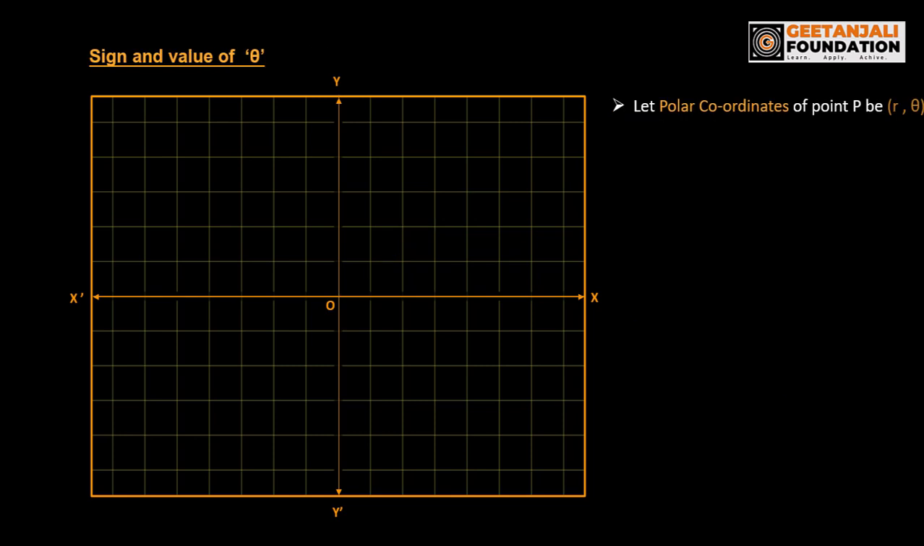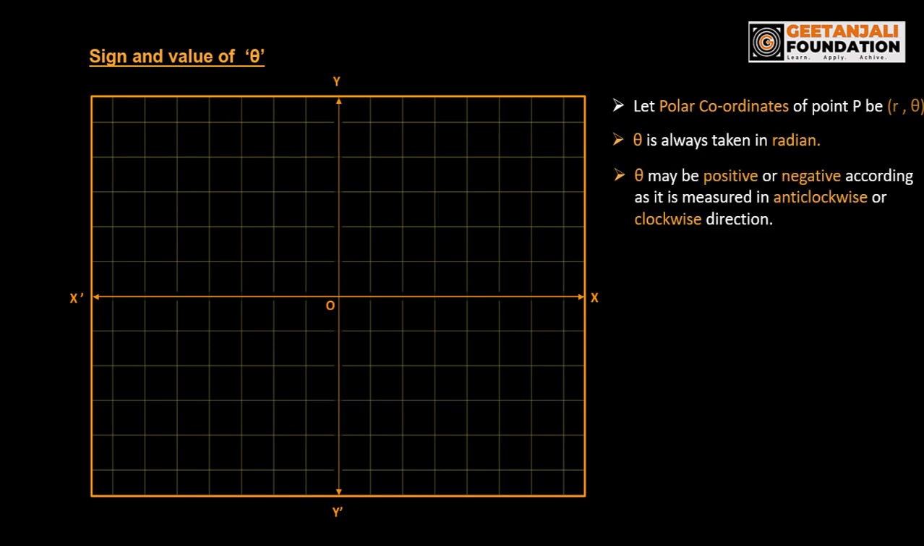First we'll see the sign and value of theta. Here are a few important things to notice. First, theta is always taken in radian. Second, theta may be positive or negative. It totally depends on in which direction you are measuring it. If you are measuring it anti-clockwise, then it is positive. If you are measuring it clockwise, it will be negative. Let's understand it by a few examples.